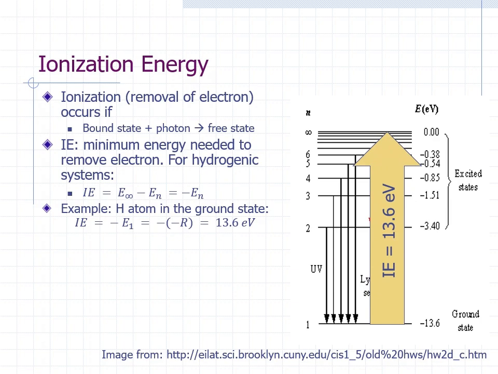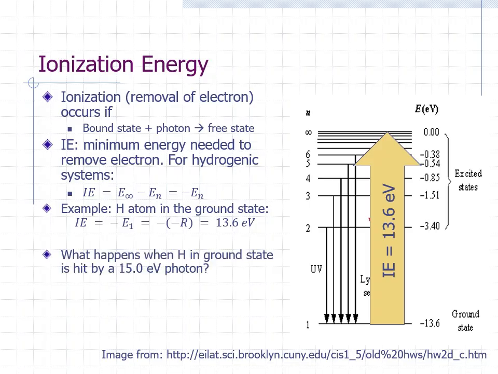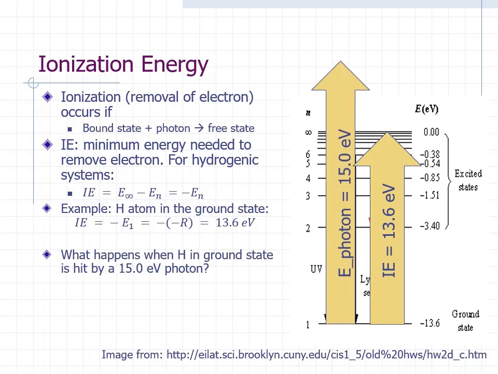What would happen if we use an even higher energy photon? For example, what if we use a photon with 15 electron volts? In this case, the extra energy becomes kinetic energy of the free electron. 15 minus 13.6 equals 1.4. So, the free electron will have a kinetic energy of 1.4 electron volts. The idea here is basically the same as in the photoelectric effect. Ionization energy is analogous to the work function.